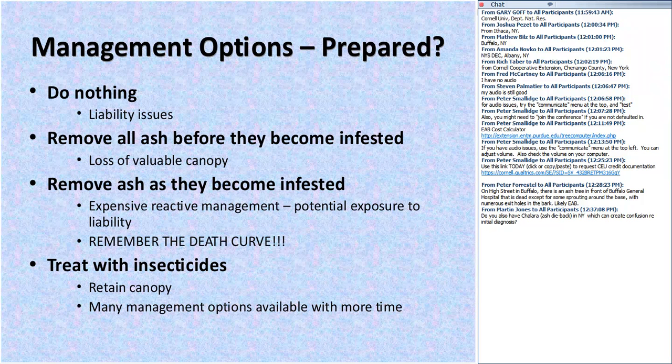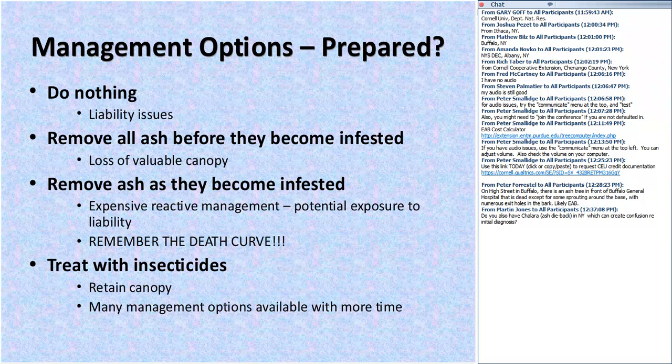So what are the management options that we're looking at? Do nothing. That really works well, especially when you've got liability issues. Remove all the ash before they become infested. Well, in an urban area, you're losing valuable canopy, and I'll hit on that again. But in a woodlot area, in some parts of New York State, you might have 10 years or more before emerald ash borer even gets near you. And so if you harvest now, you've lost that big chunk of growth in your forest.